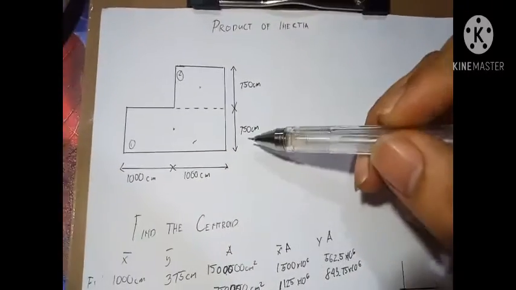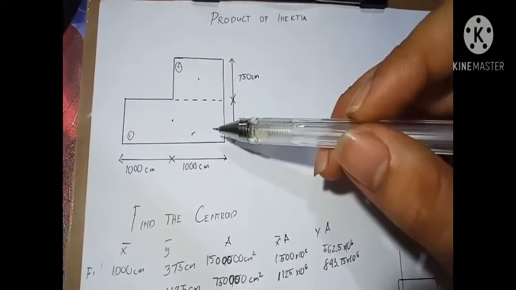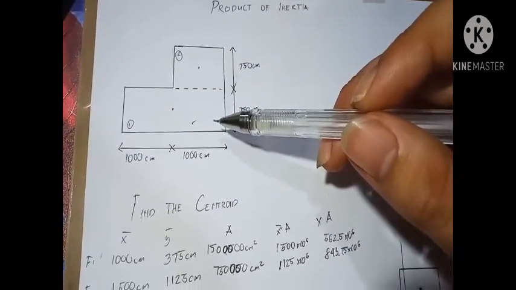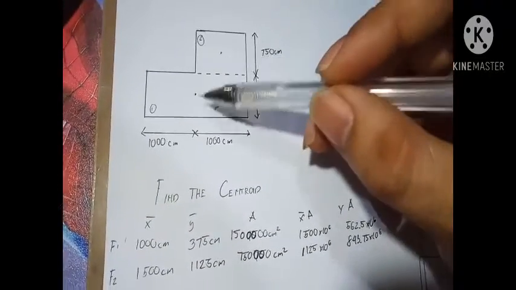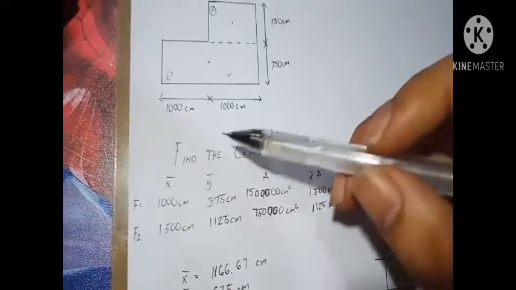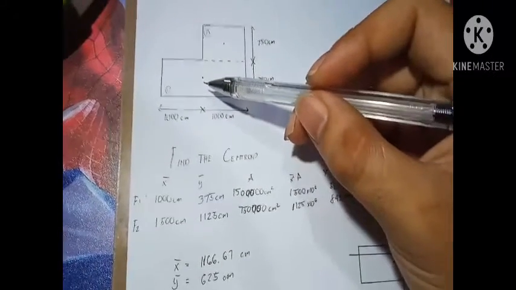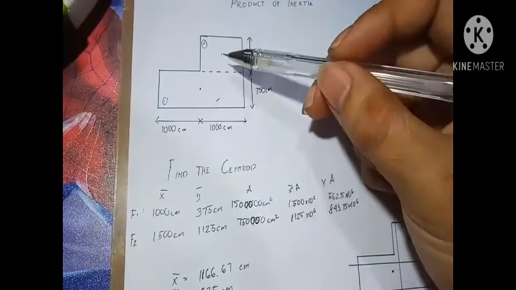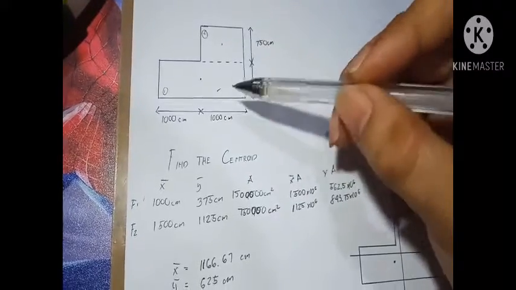We'll talk about the product of inertia. We have our figure here, which consists of two rectangles, the smaller and the bigger rectangle. First, we have to find the centroid of these two rectangles. As you can see, it is easy enough to determine the centroid of a rectangle because we'll just divide the length and the width by half.